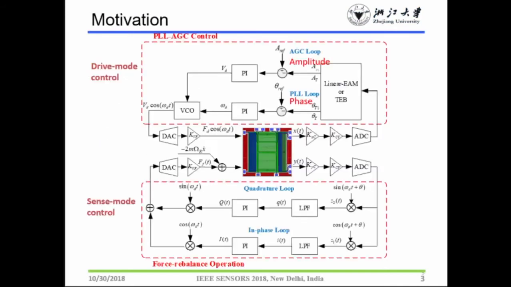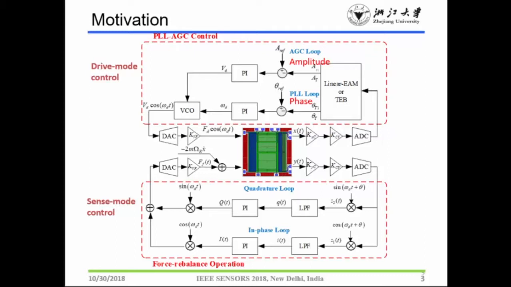First, let me talk about the motivation of this paper. We are mainly doing research in signal processing of gyroscopes. This is a whole picture of a typical gyroscope system. It consists of two major loops, one for the drive mode control and the other for the sense mode control.